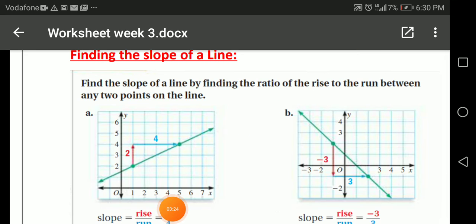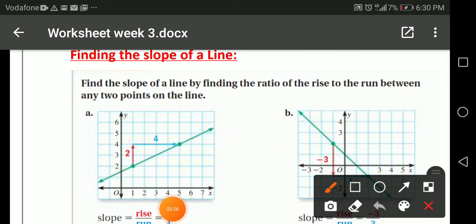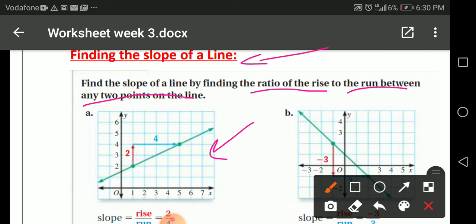Undefined. Here we have finding the slope of a line. Find the slope of a line by finding the ratio of the rise to the run between any 2 points on the line. So in exercise A, what's the slope rule? It's rise over run.